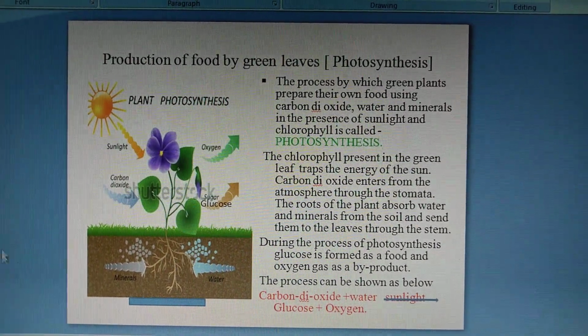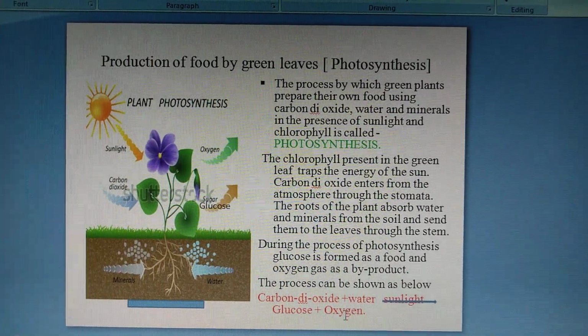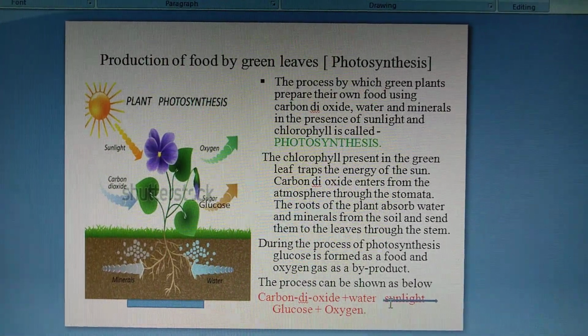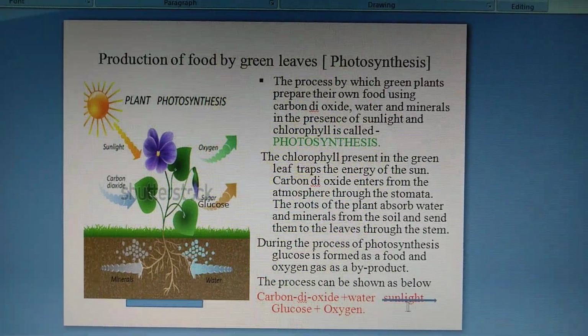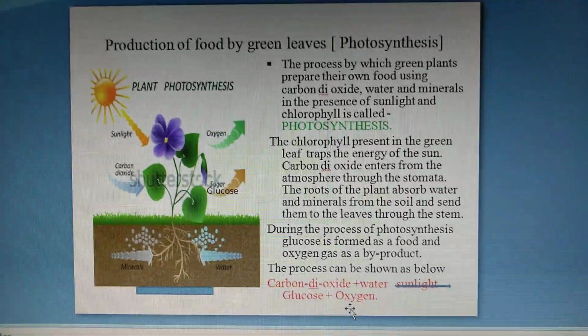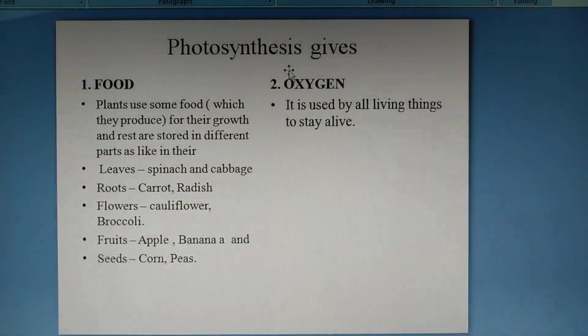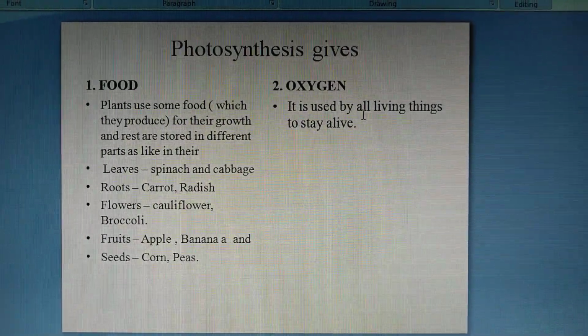The process can be shown as below. Carbon dioxide plus water, in the presence of sunlight and chlorophyll, makes glucose and oxygen. Photosynthesis gives food and oxygen.